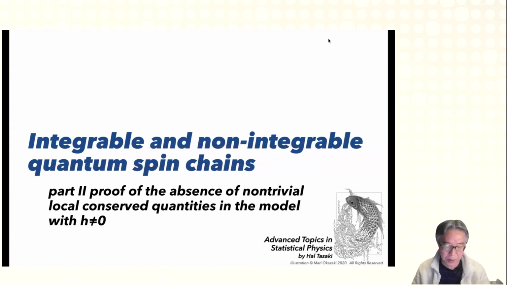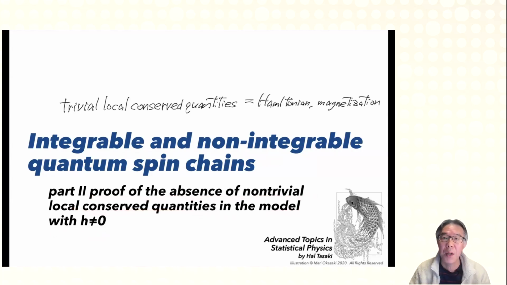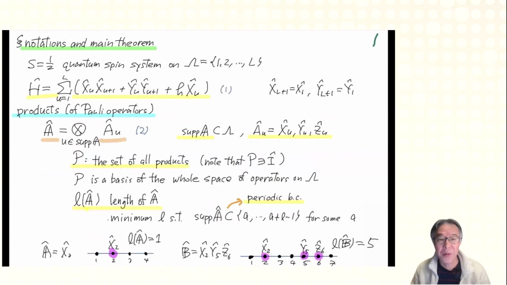So this is part 2, where I discuss the proof of the absence of non-trivial local conserved quantities in the model with magnetic field. By trivial local conserved quantities, I mean quantities like the Hamiltonian itself, or in some cases, like the total magnetization, which can easily be checked to be conserved. In this case, the Hamiltonian is the only trivial local conserved quantity. Okay, so let me fix some notations and tell you the main result.